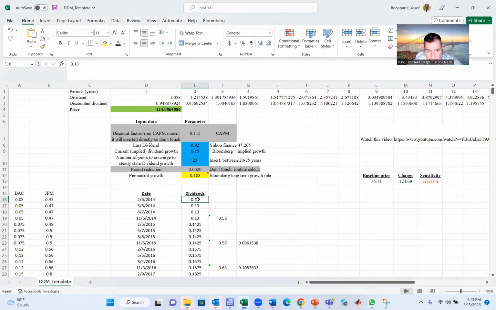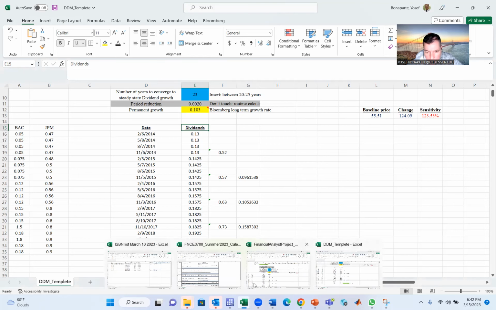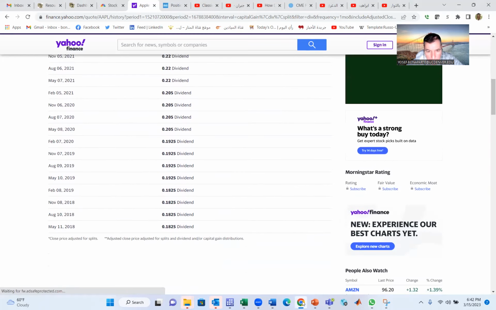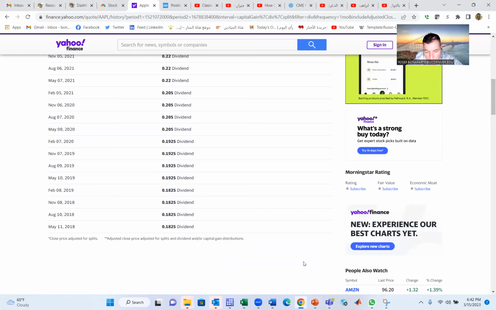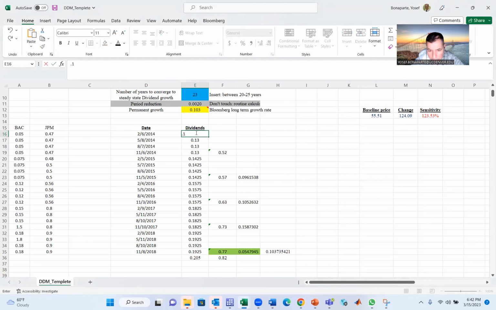So we have the dividend for Apple. It was 1825, 1, 2, 3, 4, 1825. Obviously, the years are wrong. When I did this model the first time, it was in 2017 or 18, and it was 1825.